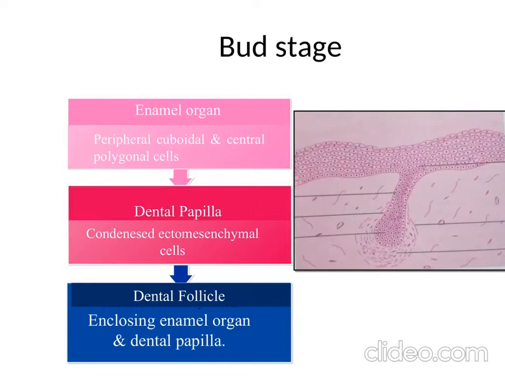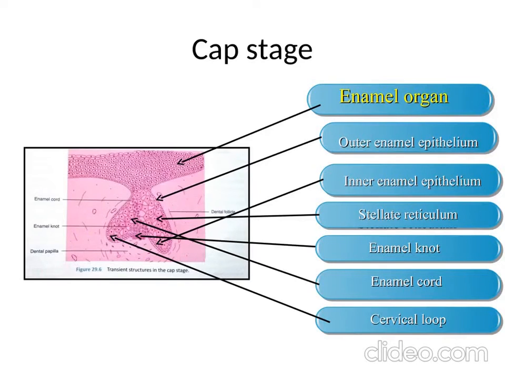Bud stage begins as an enamel organ. The tooth germ grows down, proliferates in the connective tissue. It has an outer cuboidal cell and central polygonal cell. The collection of cells present around the enamel organ is called the dental papilla. The dental follicle is the collection of cells which encloses the dental papilla and enamel organ together.